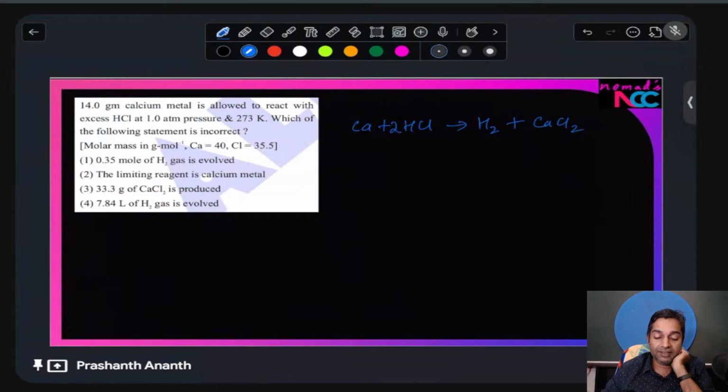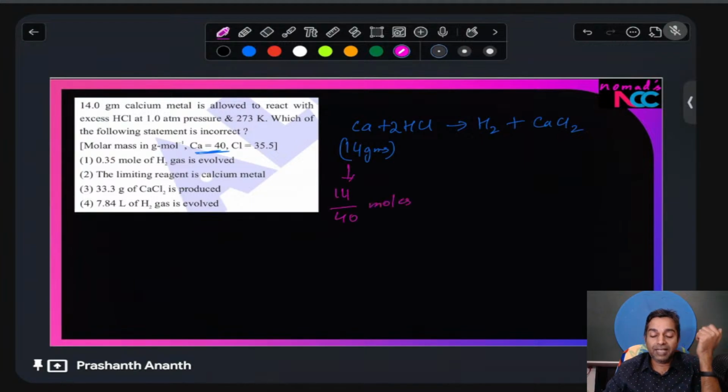It's already in excess HCl, and they are clearly telling us we are going to be doing the reaction at 1 atmosphere pressure and 273 Kelvin. They are giving us 14 grams of calcium reacting. Calcium has atomic weight given nicely as 40. So technically speaking, this 14 grams works out as 14 by 40 moles. Let's calculate the value in moles. It works out as 7 by 20. 1 divided by 20 is 5%, so 7 is going to be 35%, or we can say it's going to be 0.35 moles.